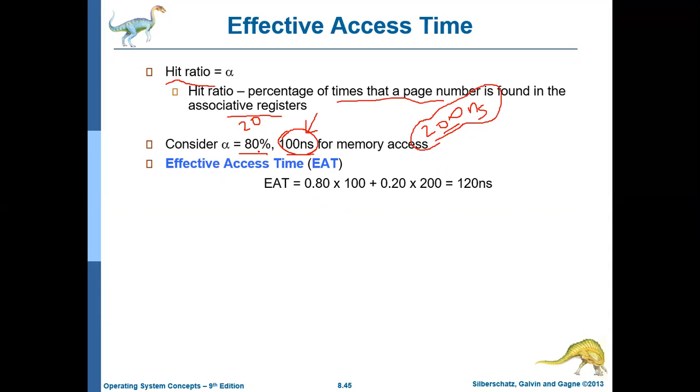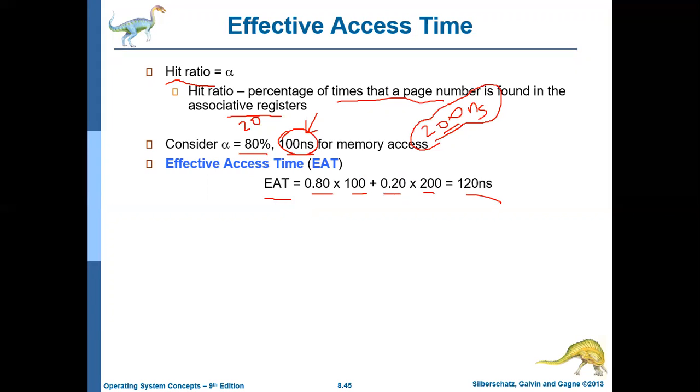So here the hit ratio is 80 percent. Converted to a fraction, that is 0.80 into 100 nanoseconds, because if it is a hit, it needs 100 nanoseconds. The remaining 20 percent of the time it is a miss, so plus 0.20 into 200 nanoseconds. So the effective access time is 120 nanoseconds.